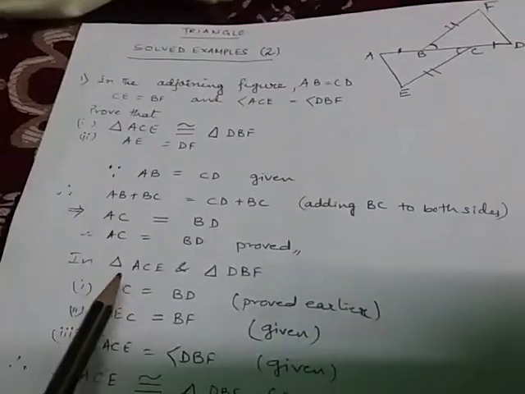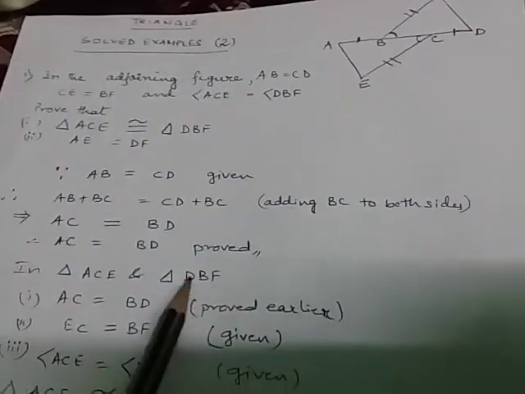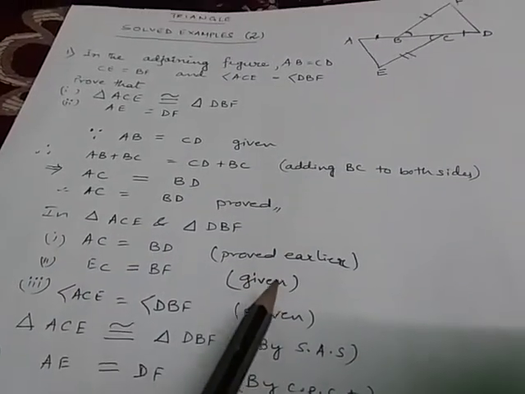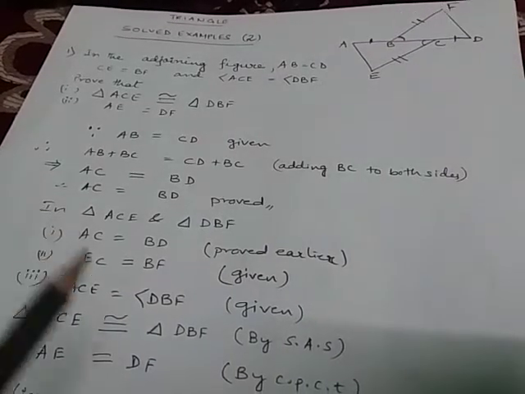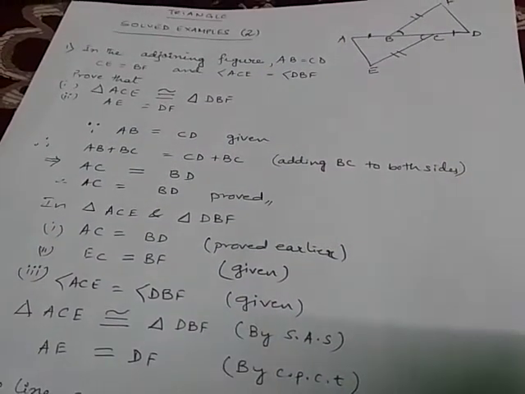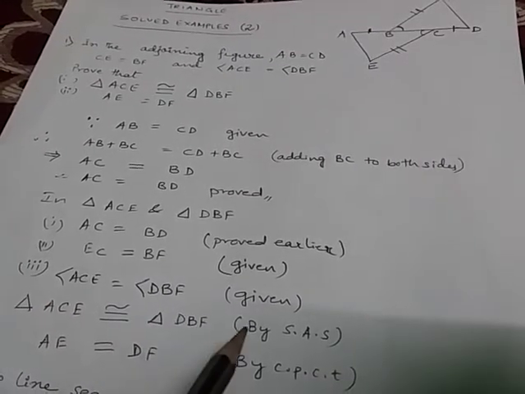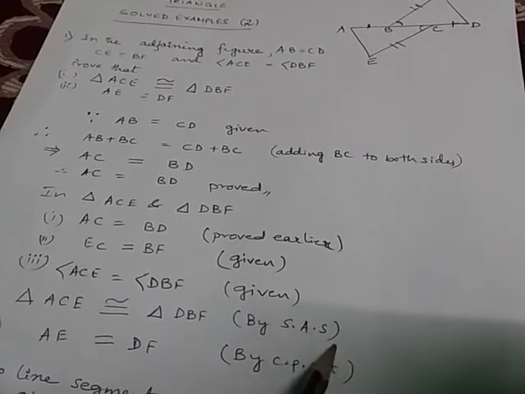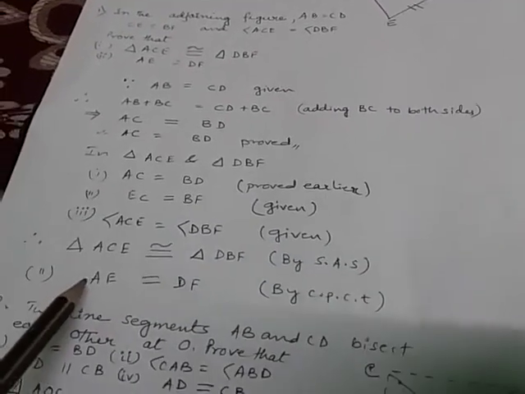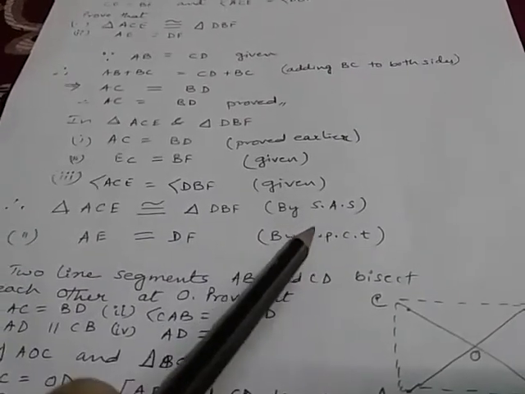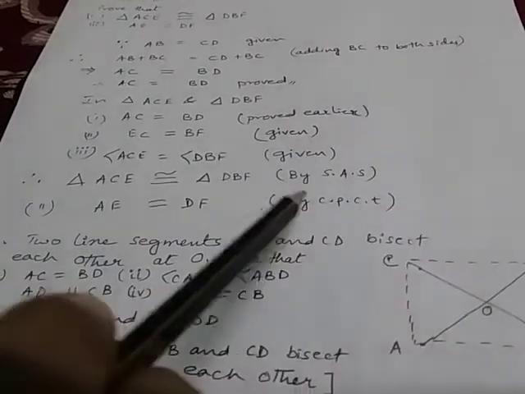Now, in triangle ACE and triangle DBF, AC equal to BD we have proved earlier. EC equal to BF is given. Angle ACE equal to DBF is also given. So therefore triangle ACE is congruent to triangle DBF by the rule side angle side. And that is why AE is equal to DF is proved by CPCT, corresponding parts of congruent triangles.